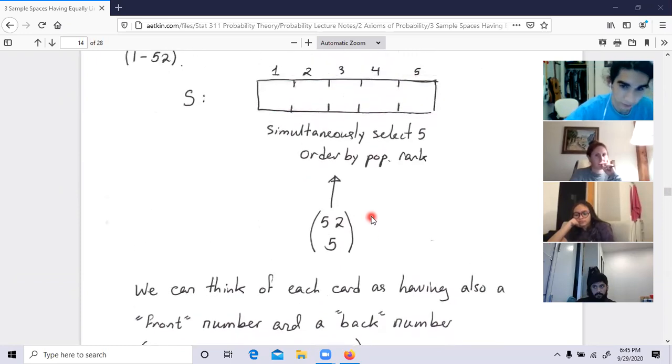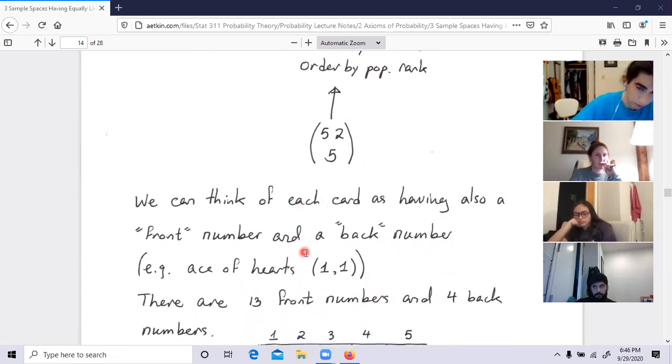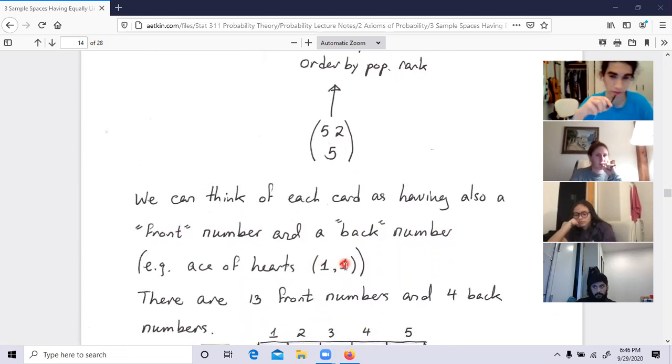Now let me tell you this. When you think of your objects, think about how you model them. A card is going to have a front number and a back number. The back number is its suit number. You understand? So for example, ace of hearts might be 1 and 1.